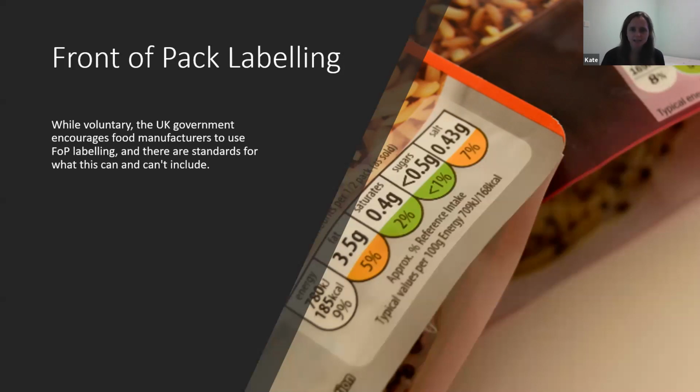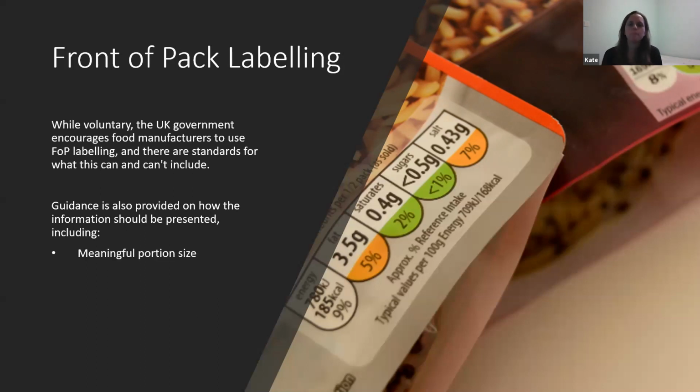And there are standards around what can and can't be included. So although it's voluntary, you can't just put anything in there. It has to follow certain guidelines. So, for example, you have to provide a meaningful portion size. So if for example, it's a pack of 6 burgers, a portion size would be a burger. So you've got to provide the information in a way that is easily processed, I think, that makes sense, that's meaningful.